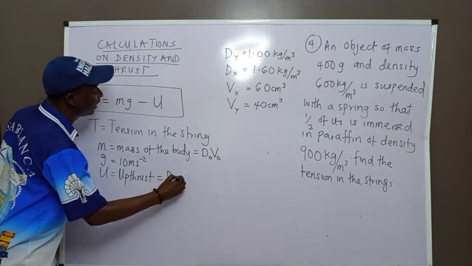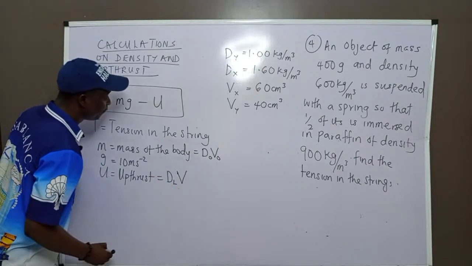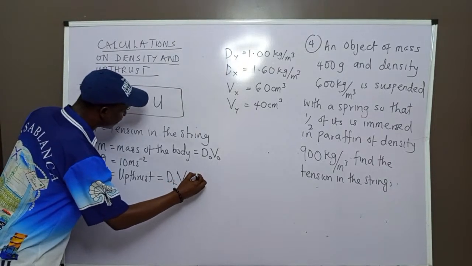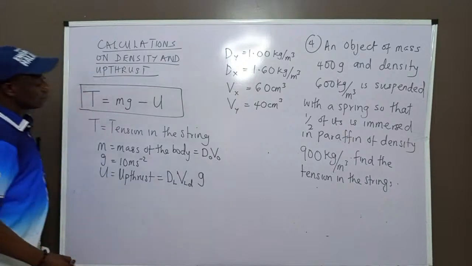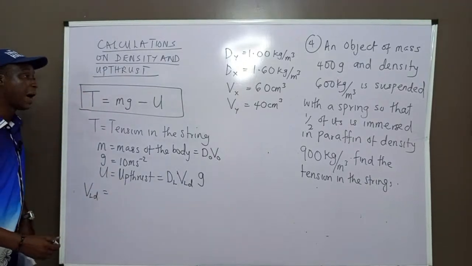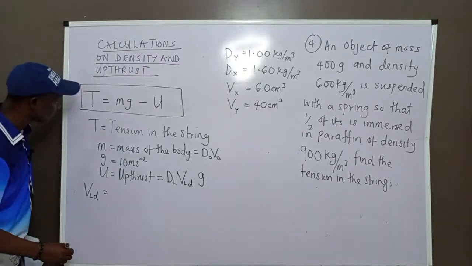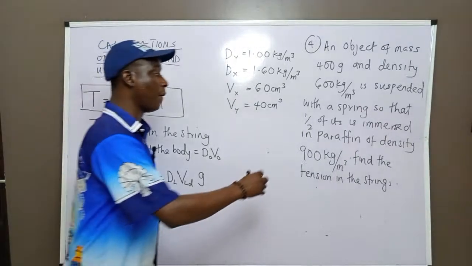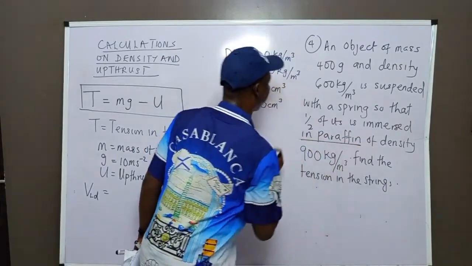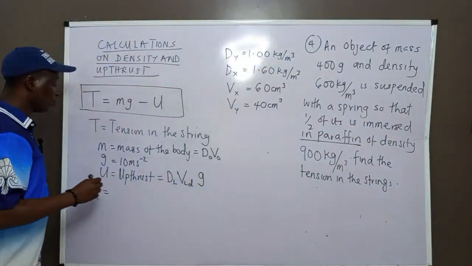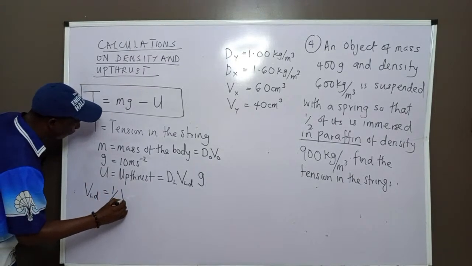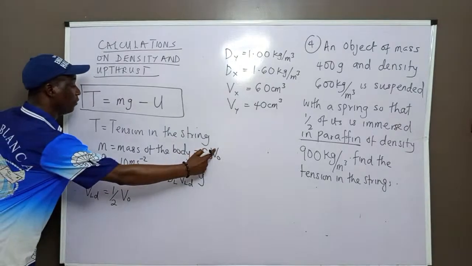You have density of liquid times the volume of liquid displaced times gravity. Now don't forget that volume of liquid displaced is equal to the amount in water. If you check this question now, they say half of it is in paraffin. Paraffin is the liquid now. So that means that what we add is half of the entire volume of the object. The volume of the object is used.